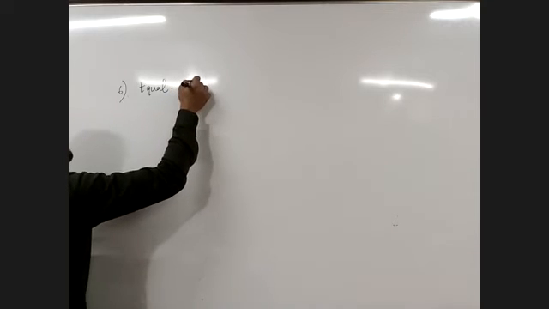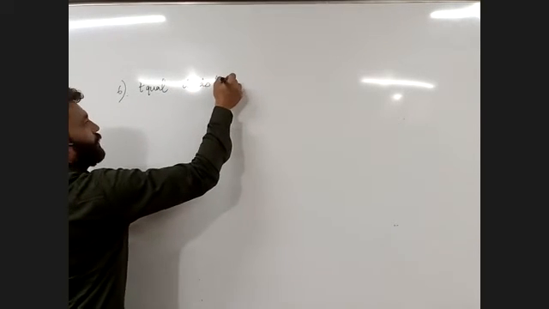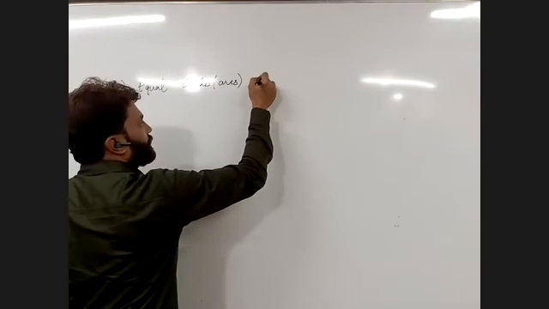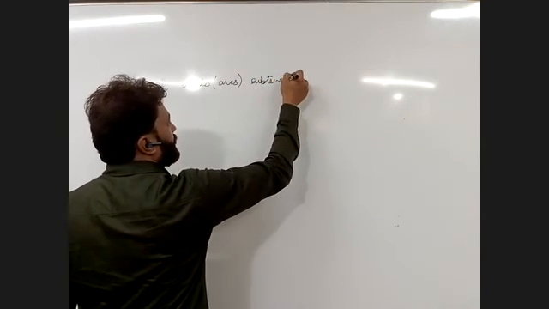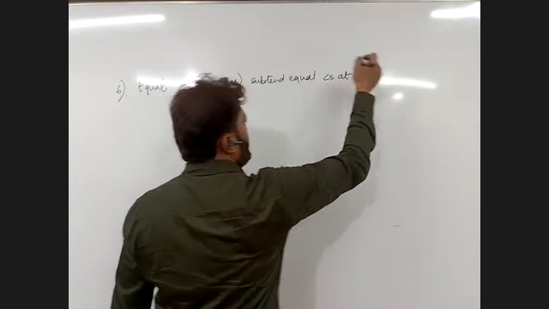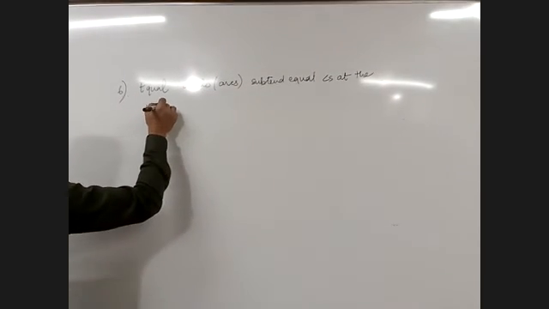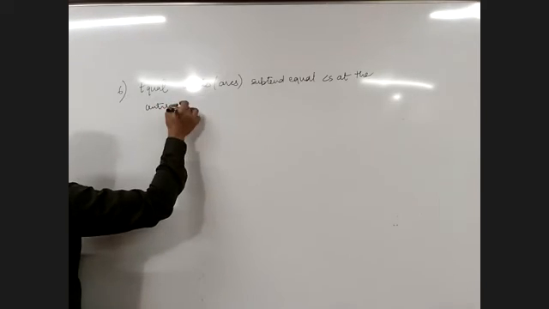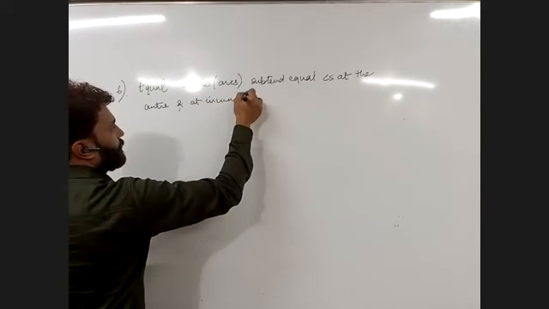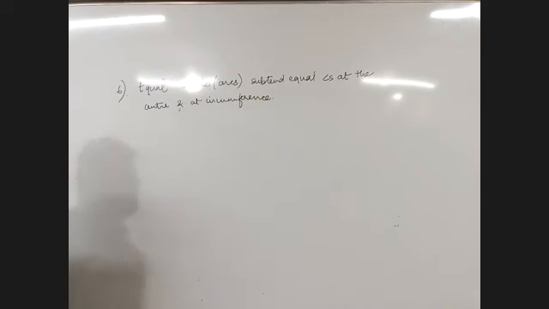Equal chords or arcs, whether they are chords or arcs, subtend equal angles at the center and at the circumference. If the chords are equal, their corresponding angles will be equal. Chords or arcs, if they are equal, their corresponding angles will be equal.